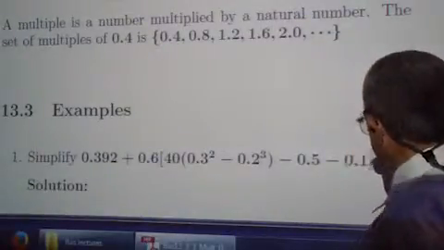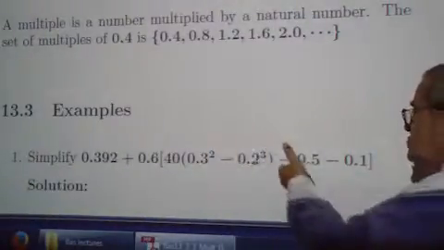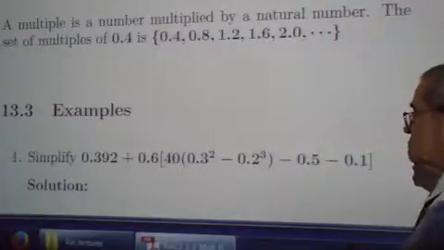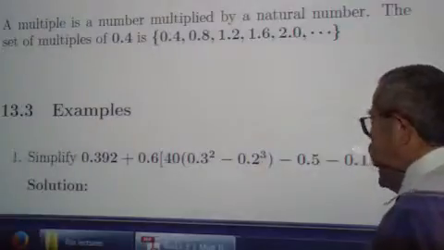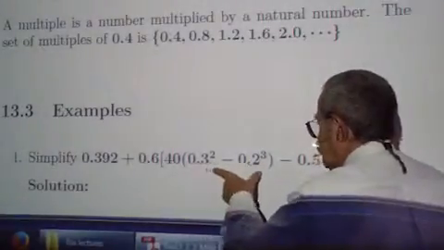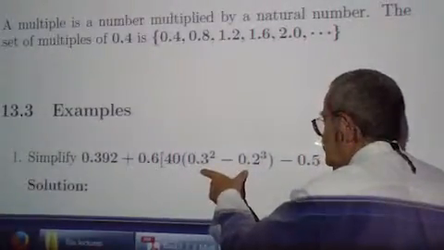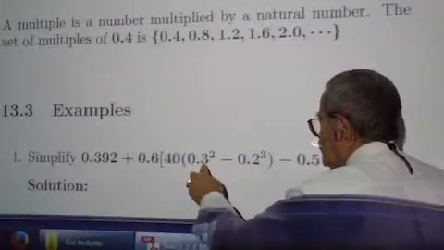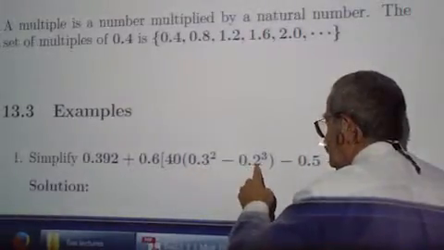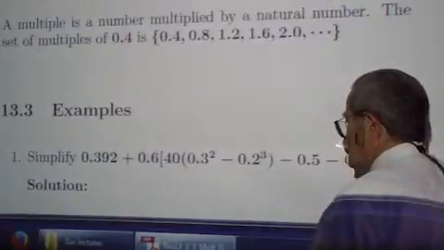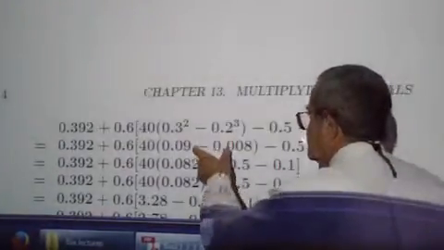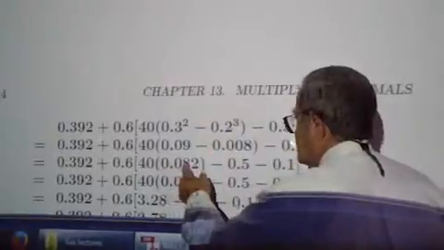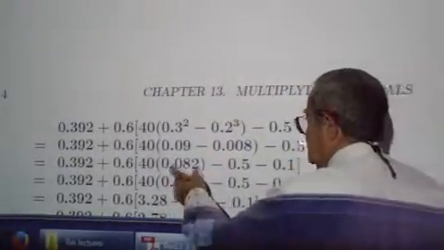Examples. I want to simplify this entire expression. Remember PEMDAS, Please Excuse My Dear Aunt Sally? Parentheses first, the middlemost set of parentheses, group is right here. You get 0.3 times 0.3, that's 0.09. You get 0.2 times 0.2 times 0.2, that's 0.008. So do that first. Do a subtraction later. You get 0.082. You're down to one number.